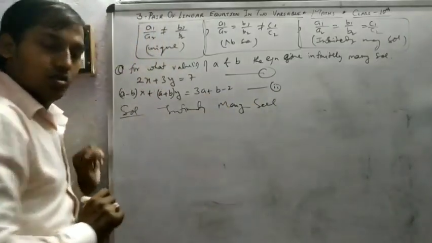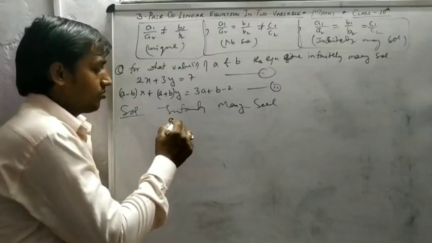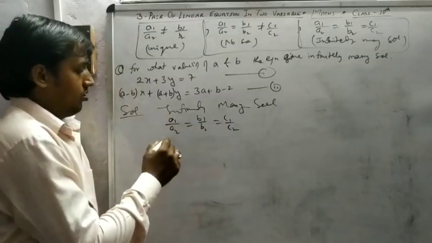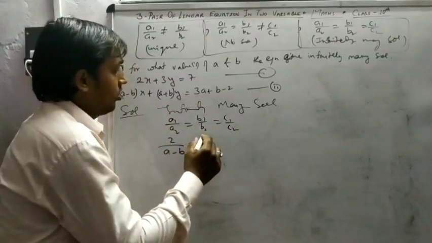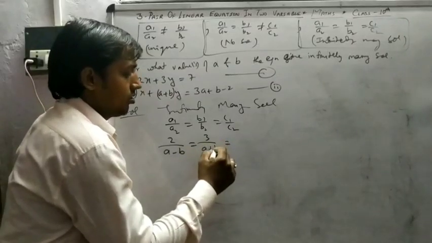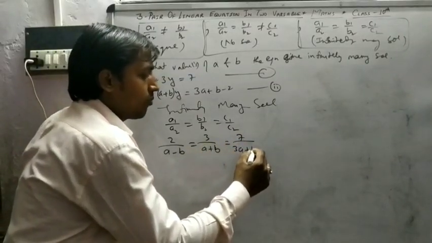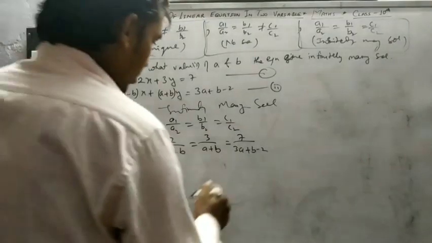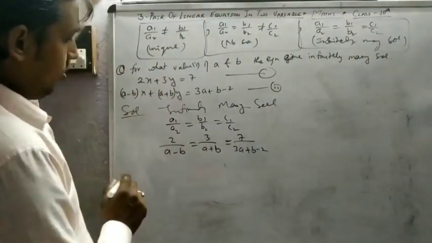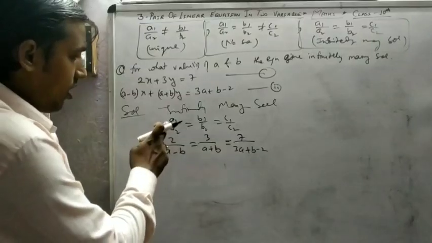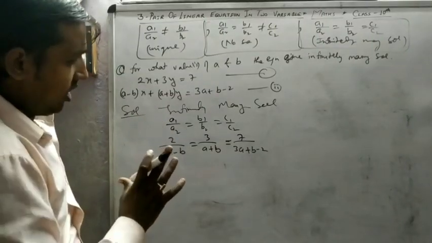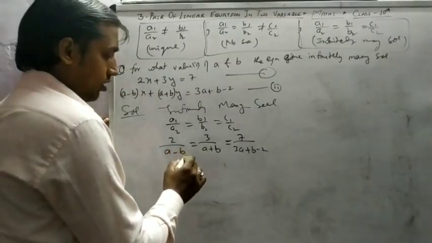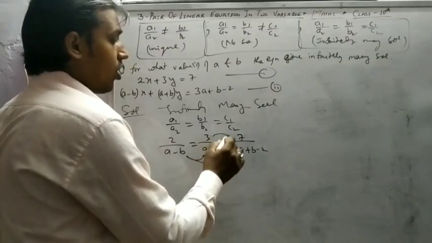Then the condition: 2 upon a minus b, 3 upon a plus b, 7 upon 3a plus b minus 2. So we only put the values of a1, a2, b1, b2, c1, c2 in the given conditions. The condition is infinitely many solutions. Then the same thing, you have to take first and second, first and third, or second and third.